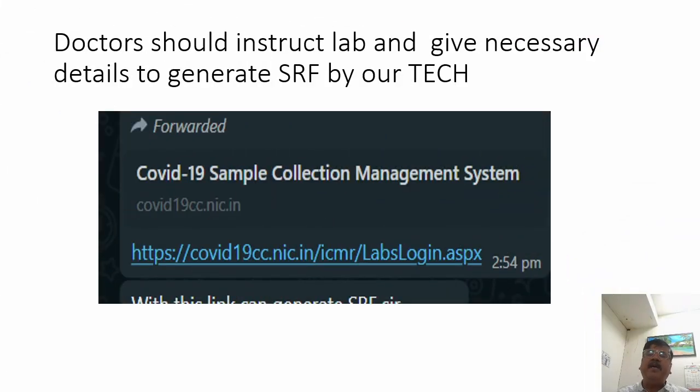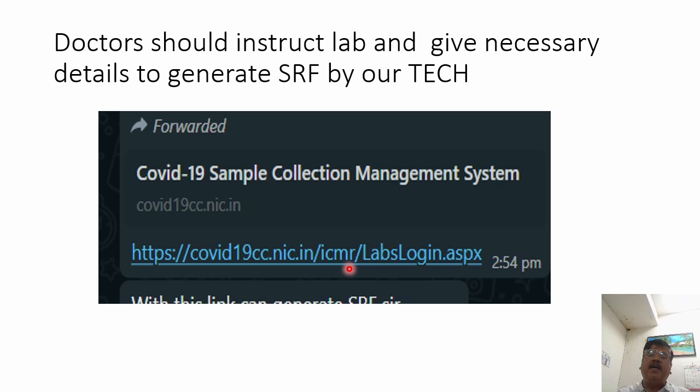The samples should be immediately transported to the microbiology laboratory and there should not be any delay. In case there is a delay in transportation of the sample, it should be kept in the refrigerator. Cold chain should be maintained. So the doctor should instruct the lab and give necessary details to generate the SRF by our technician. That I already told you.